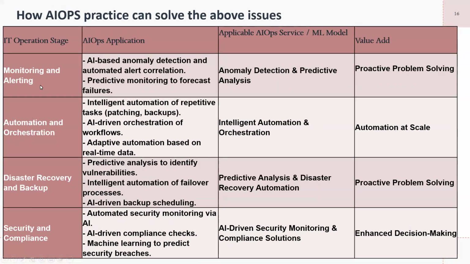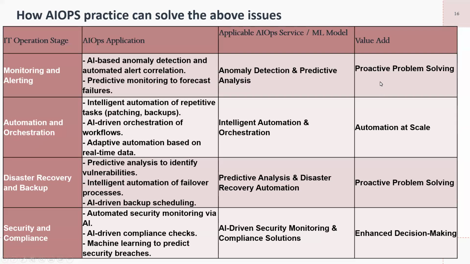Then monitoring and alerting: AI-based anomaly detection and automated alert correlation. Predictive monitoring to forecast failures. Anomaly detection and predictive analysis. These are the AI services or the ML models that can be used.